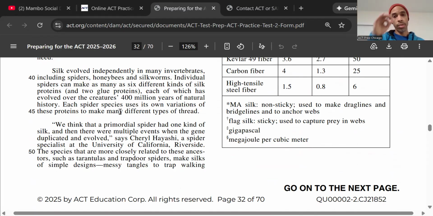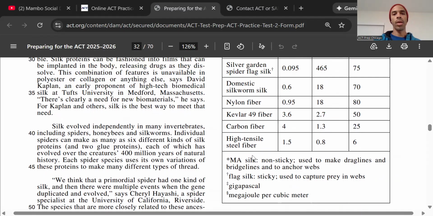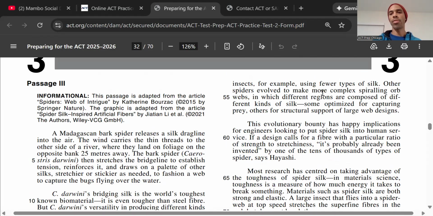Each spider uses its own variation of these proteins to make many different types of thread. We think that a primordial spider had one kind of silk, and then there were multiple events when the gene duplicated and evolved, says Cheryl Hayashi, a spider specialist at the University of California, Riverside. The species that are more closely related to these ancestors, such as tarantulas and trapdoor spiders, make silks of simple designs, messy tangles to trap walking insects, for example, using fewer types of silk.